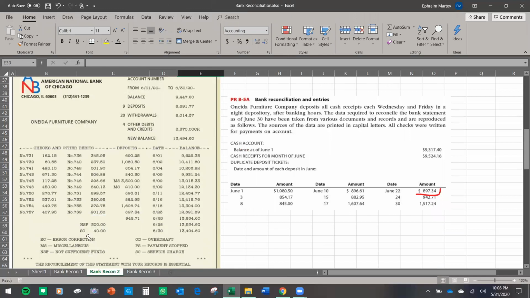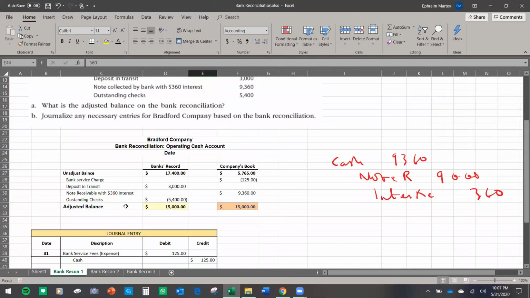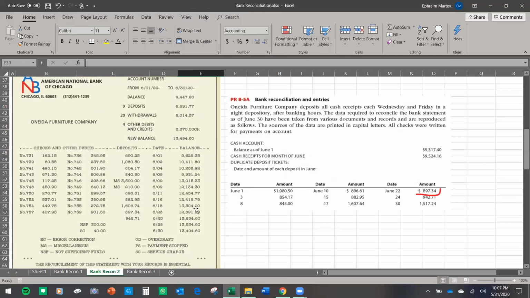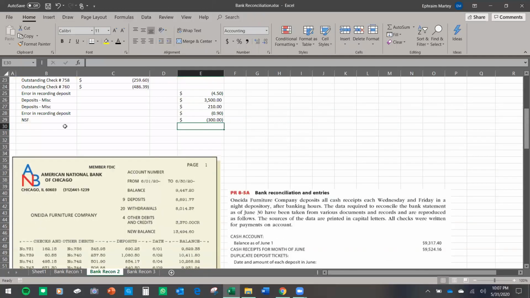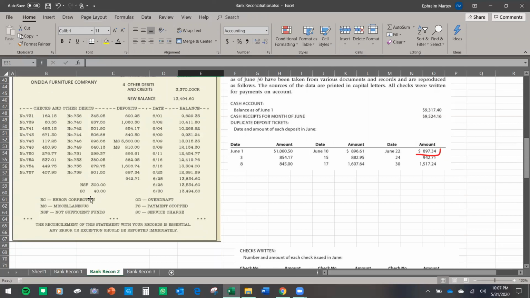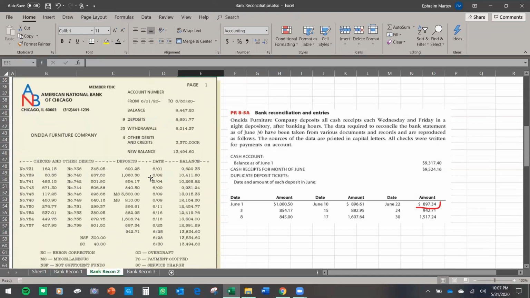Now SC means service charge. The bank charged us $40. And remember, service charge decreases our cash, because they have taken money from our cash. That hurt, ouch. So we have to reduce that. The service charge was $40, and that comes out of our account. Now we're done with this one on the bank side. That feels good. Great.